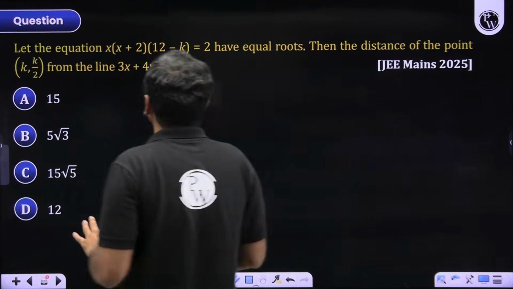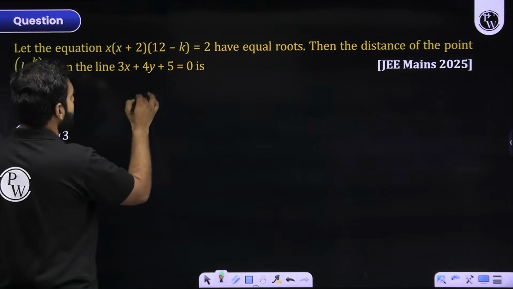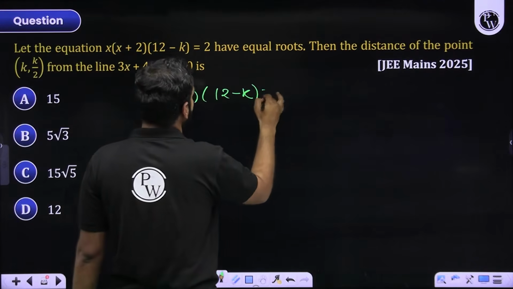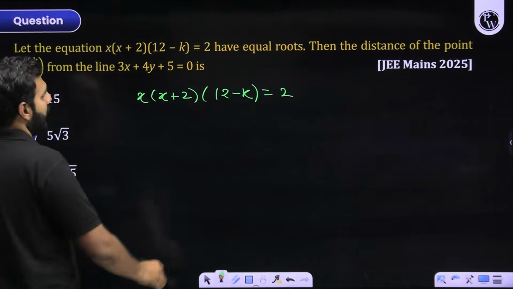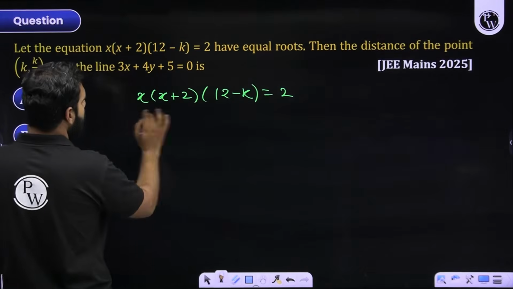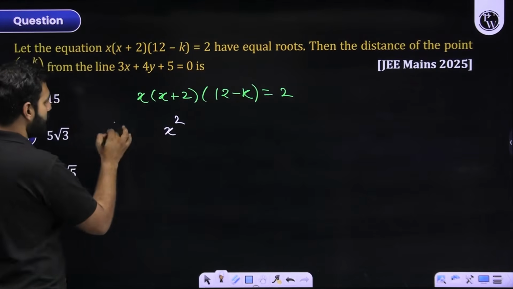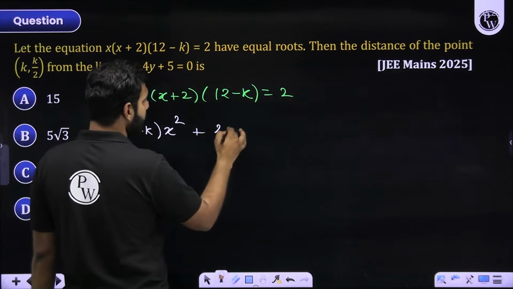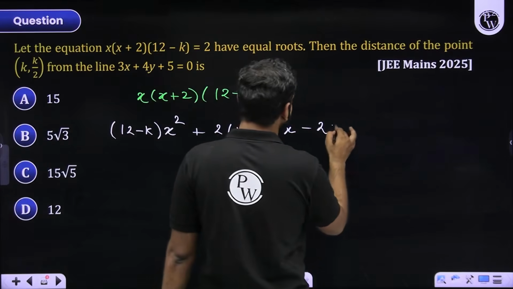How? I'll simply start with this part. Let's simplify this as a result first. So what does it say? It says x times x plus 2 times 12 minus k is equal to 2. Now, first of all, let's simplify this as a quadratic. So I'll not do much with this 12 minus k. I'll just multiply this x inside first. When you multiply this x inside, it leaves you with x squared plus 2x. And then I multiply this 12 minus k. So 12 minus k times x squared plus 2 times 12 minus k times x, I hope you're understanding it, minus 2 is equal to 0.